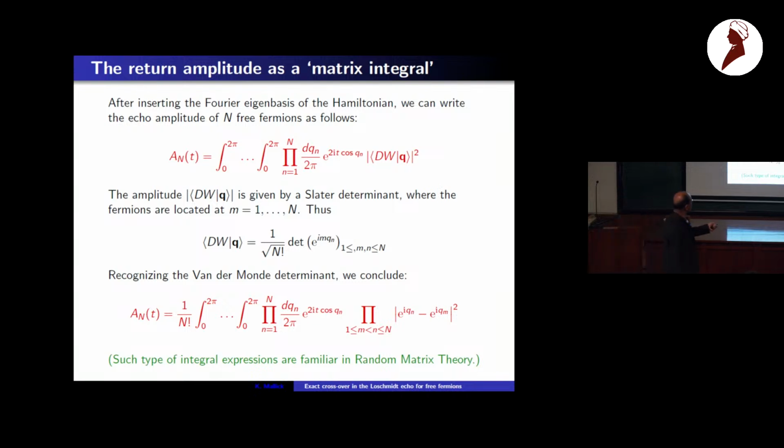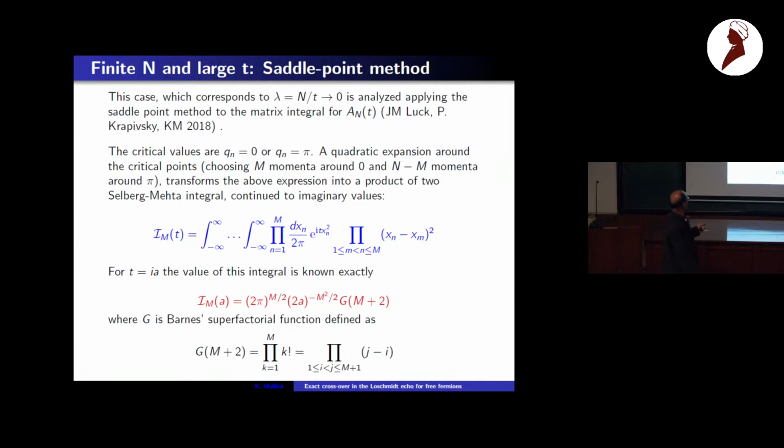Okay? So if I do this stationary phase method, saddle point analysis, for this finite integral, n equal to 4, 5, 10, large t, I can very easily see that the integral localizes around the values of q which are either 0 or pi. Some of them are 0, some of them are pi. And then I can also expand around 0 or pi these modulus squares. And I will end up with objects which look like that.